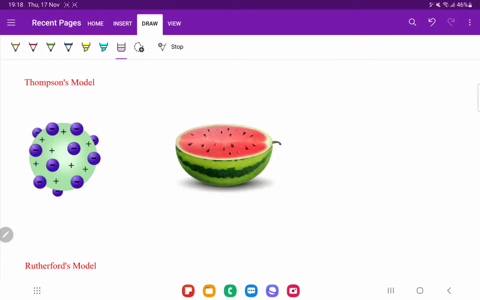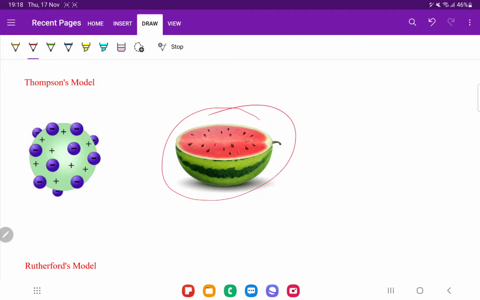So, to know the structure of the atom, different models were given. The first model was given by Thompson. This is called Thompson's model or plum pudding model. Thompson said you can also say that an atom is like a watermelon. So you have a watermelon.